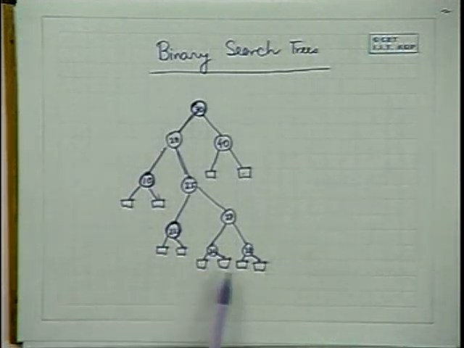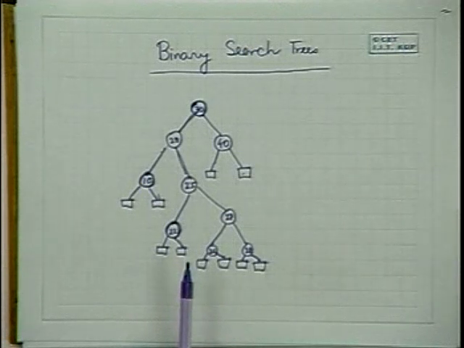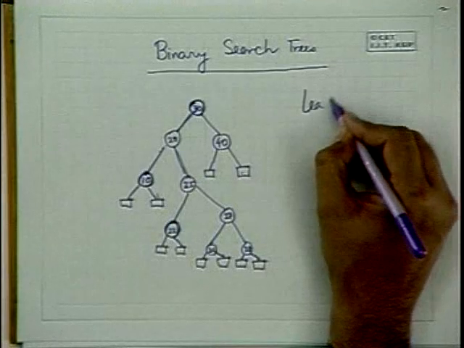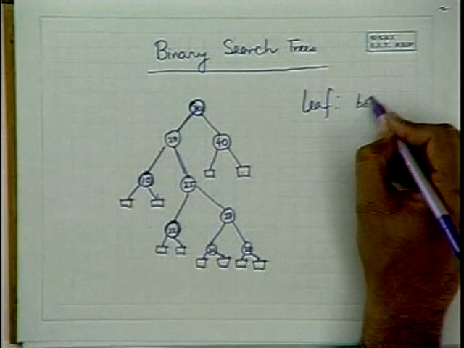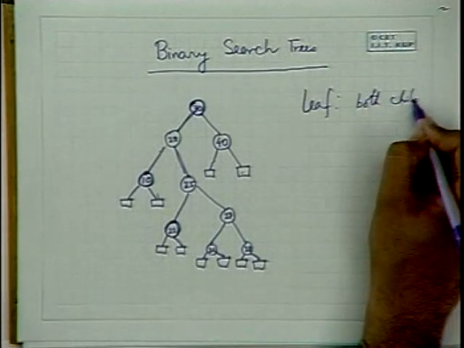So this is our convention: every internal node will have exactly two pointers, a left and a right child. And what is the definition of a leaf? A node is a leaf if both pointers, both children, are empty.